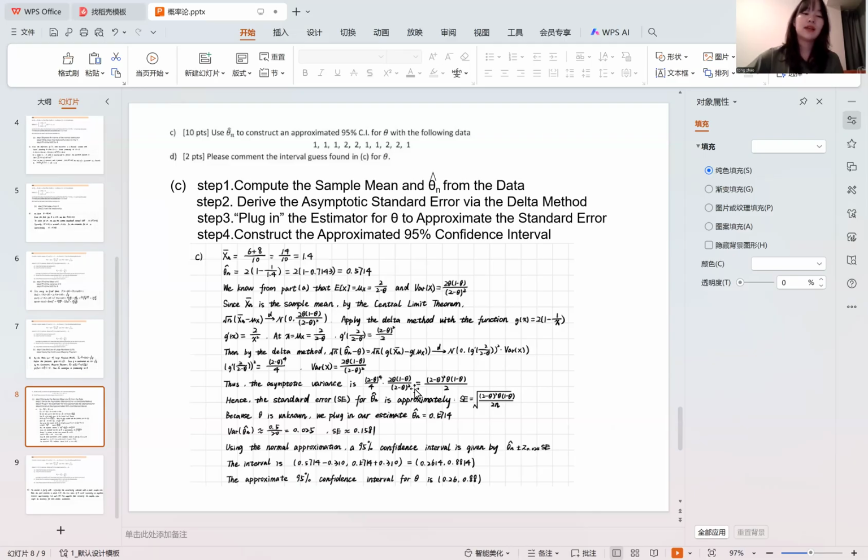The next thing we need to do is plug in the estimate. Since the true theta is unknown, we use our estimator, theta_n hat. Then we can get the variance of theta_n hat like this, and the standard error is this. Then we can construct our confidence interval just like question 1 and question 2. It's like this.